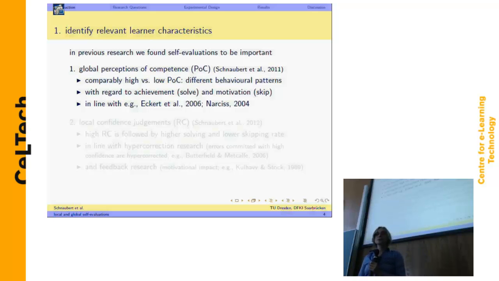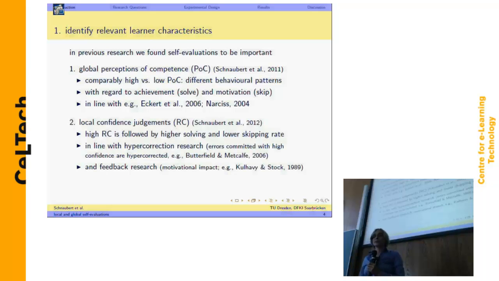So in previous research within the project, we found that self-evaluations are critical for the learning behavior. For example, we found that global perceptions of competencies, so how students evaluate their own competence within the domain of fraction learning, have an impact on learning behavior. So students who perceive their competence to be comparably high show different behavioral patterns than those who perceive their competence to be comparably low. And these behavioral patterns differ with regard to achievement and motivation, and of course, we are not the only ones who found this. This is in line with other research.